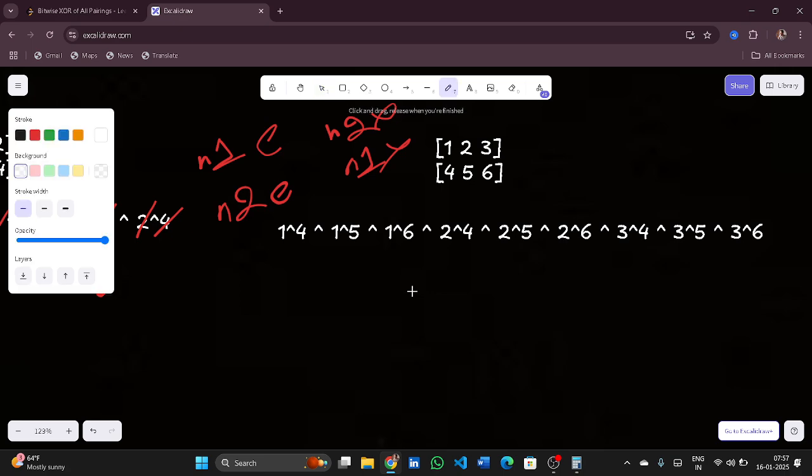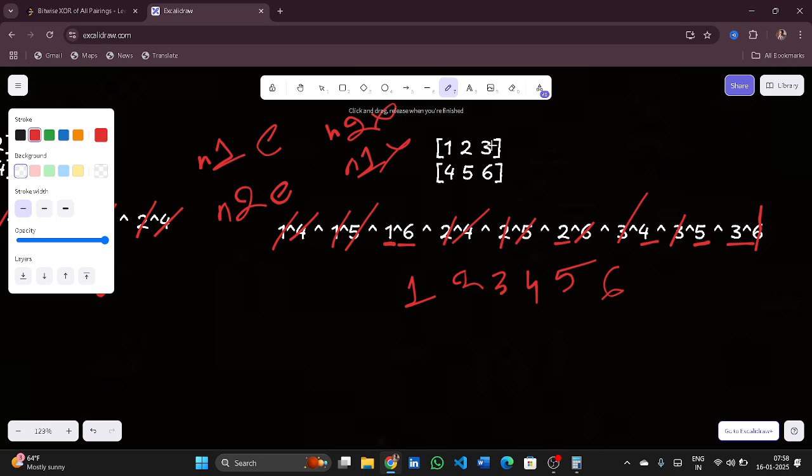Now let me cancel out all those things which are coming an even number of times. 1 and 1 here, so here I have only one time. 2 and 2 here, so only 2 I have left. 3 and 3, so only the 3 I have left. Now 4 and 4, 5 and 5, 6 and 6. Now you have only one 4, only one 5, only one 6. If I write all those, I will get 1, 2, 3, 4, 5 and 6.